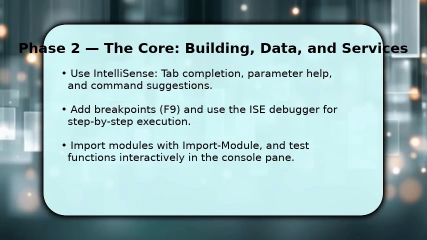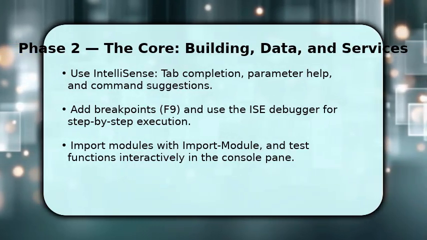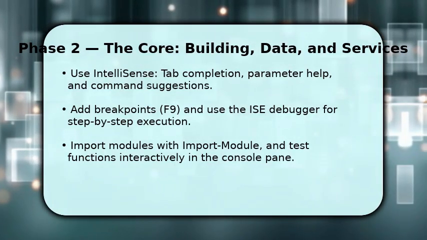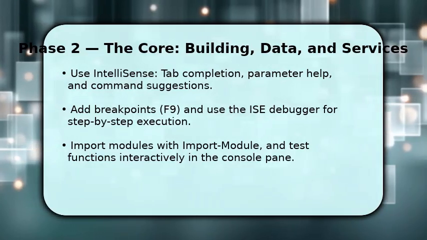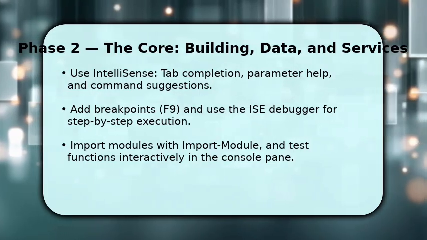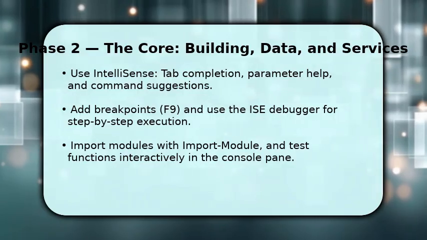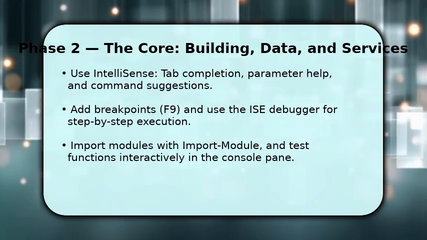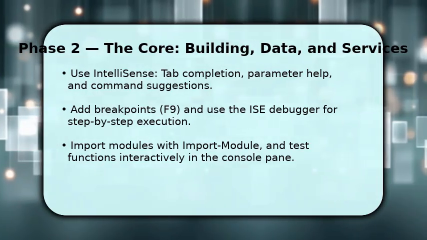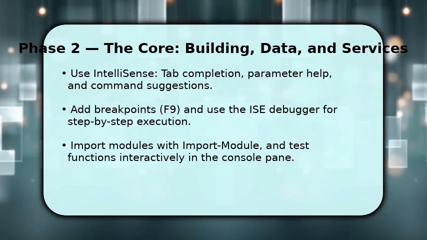Once you have a script, edit with intent. Use IntelliSense and tab completion to reduce typos and discover parameters quickly. Add breakpoints with F9 where logic branches matter, then run the debugger to step through each line and inspect variables. This reveals why a piece fails. Make your functions modular and import modules as needed, testing each function interactively in the lower console pane. Make sure to save often and run small sections to validate behavior before integrating larger changes.